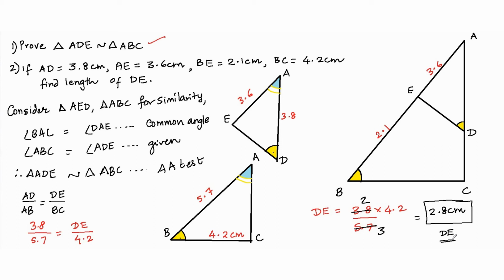So over here, I used the AA test. Using the common angle was one of the techniques. And once the common angle was found, I was able to prove the triangles to be similar. And then using corresponding sides of similar triangles, I was able to find the value of the unknown side. So again, let me pause for a few seconds.